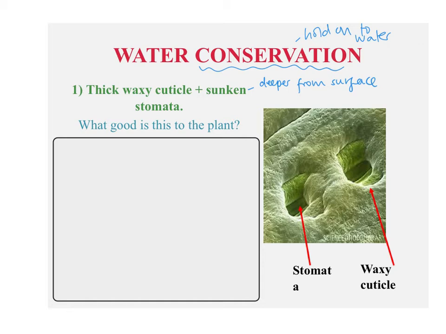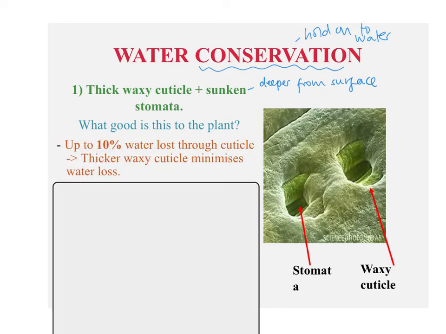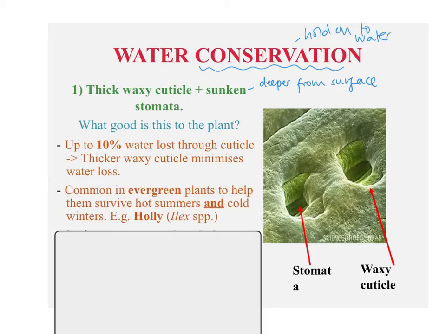So we've got a few reasons as to why these sunken stomata and the waxy cuticle being thick are quite useful. So the first thing is that the thicker the waxy cuticle, the less water loss we're going to get via osmosis from the surface of that leaf. And this is generally found in evergreen plants, things like holly, that if you touch the leaves of them, they feel ever so slightly more shiny than other leaves. Now, that's because of their thicker waxy cuticle. It means that they can survive both hot and cold conditions really effectively.